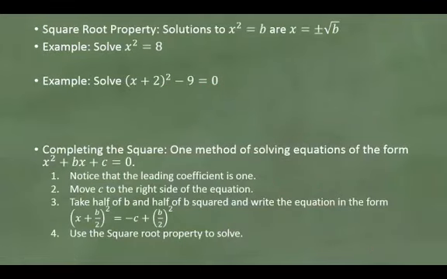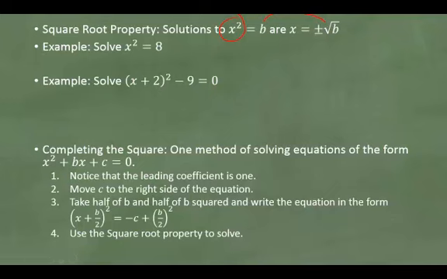Square root property. This is an important property also, and it says that if you have something squared, and it's equal to some other number, then the solutions to that something are x is equal to plus or minus the square root of b. In other words, the plus or minus the square root of whatever's on the other side.